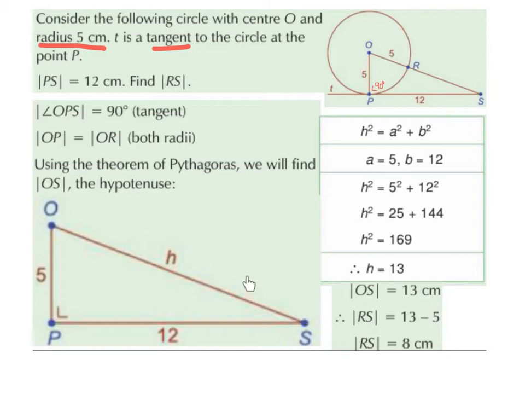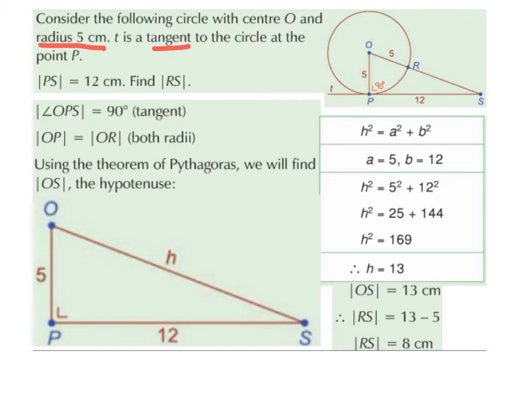So I've drawn the triangle out here separately, and we know that the height of the triangle is 5, the base of the triangle is 12, and we do not know what the hypotenuse is. We know that part of it is 5, but we're just going to label it as h for the moment.